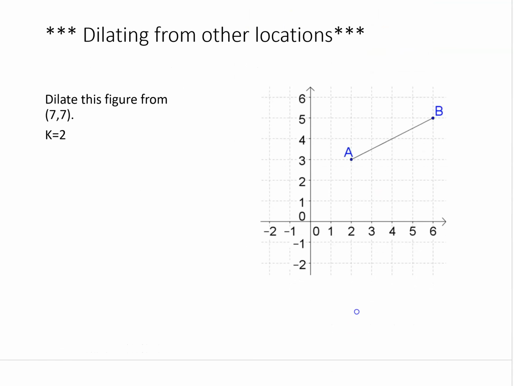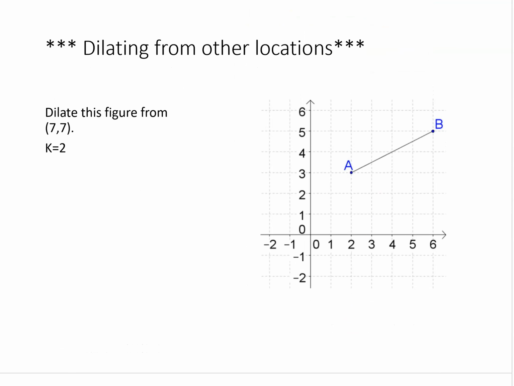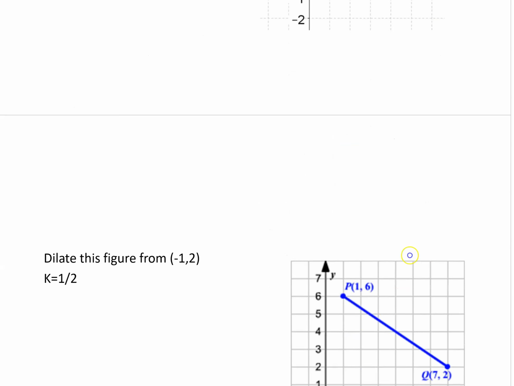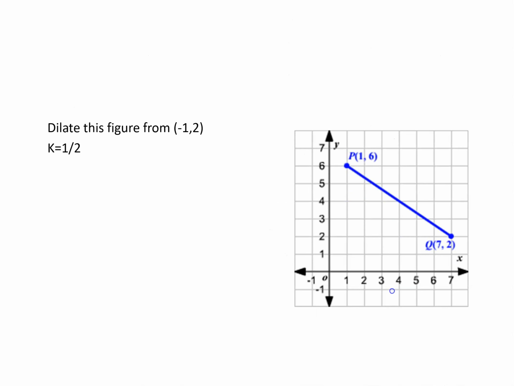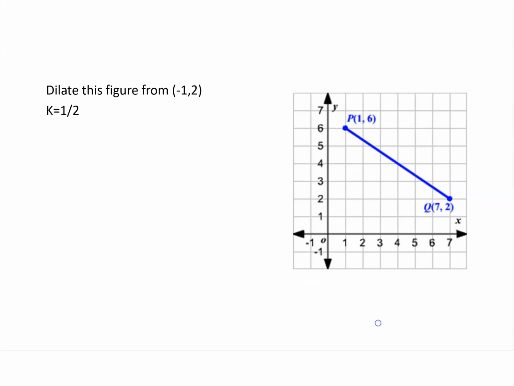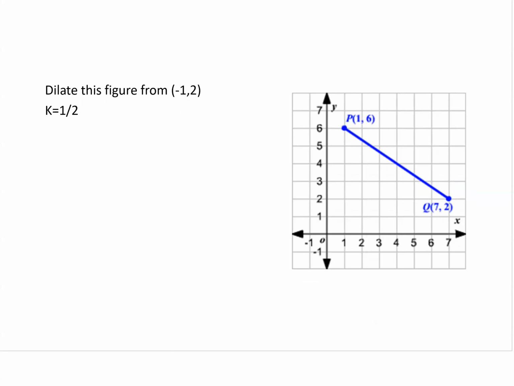All right, here's where it gets a little tricky. Now we're dilating from a location other than the origin. Let's look at this example first. Dilate this figure from -1, 2. So instead of the origin, we're dilating from this point with a factor of 1/2.